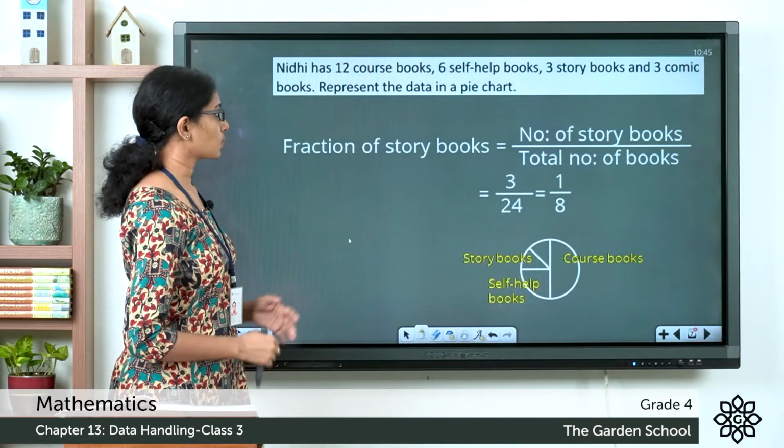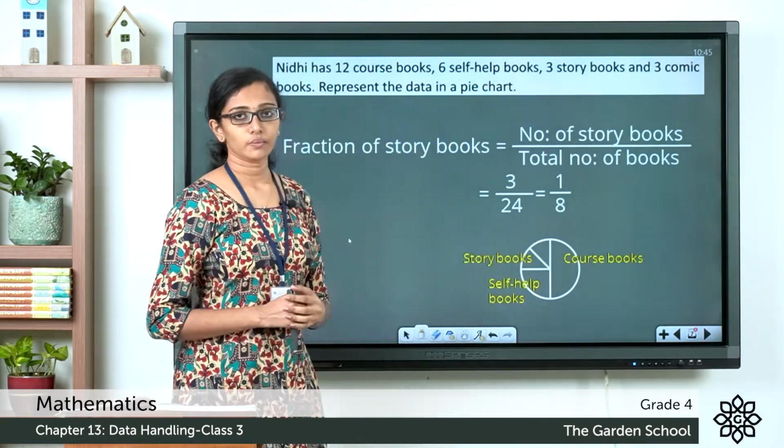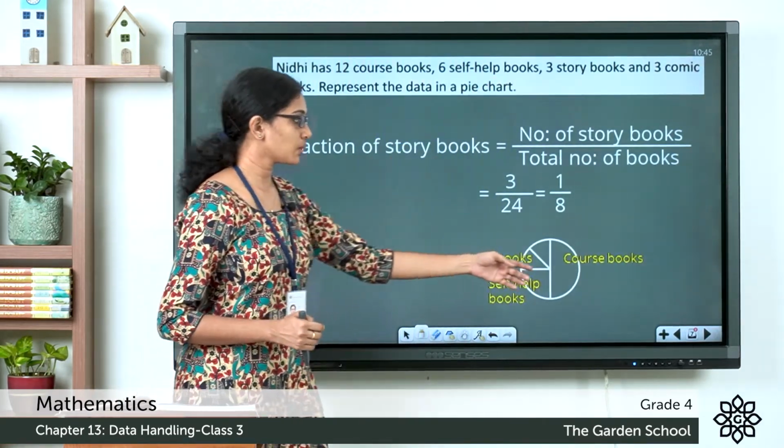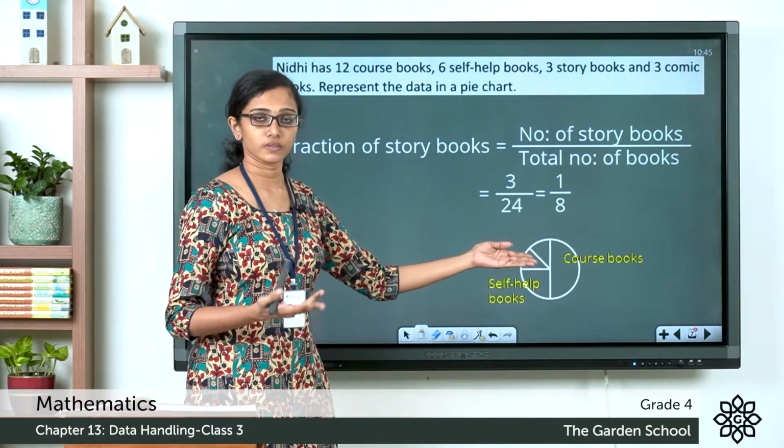Now, the next one. There are 3 story books. So now we are left with the other 1/4 of the circle, right?